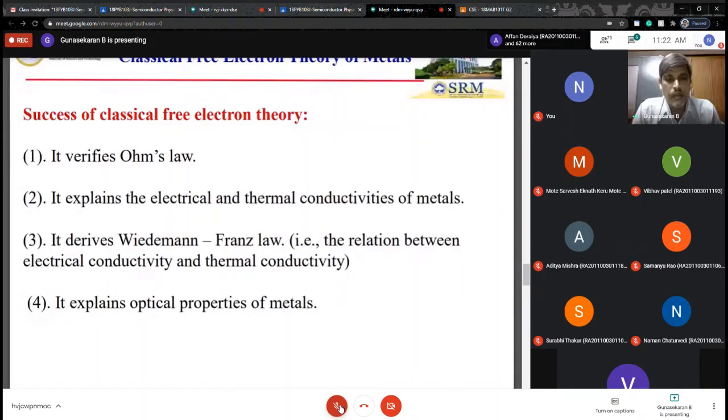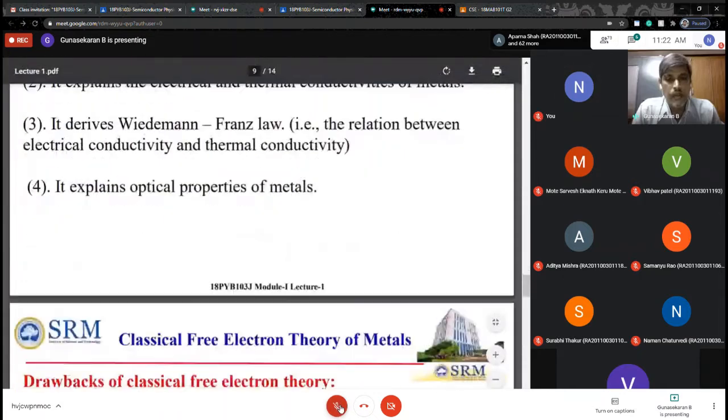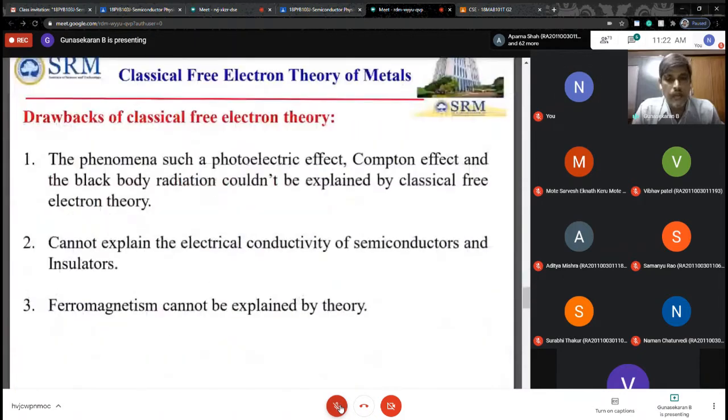Now see what the drawbacks are. Same theory, now come to the drawbacks. The phenomena I just told you about: the photoelectric effect, the Compton effect, and black body radiation. These concepts are not explained by this classical theory, because it is at the macroscopic level. They assumed the electrons move in a constant potential, and simply applied Newtonian laws of mechanics, that is classical mechanics.